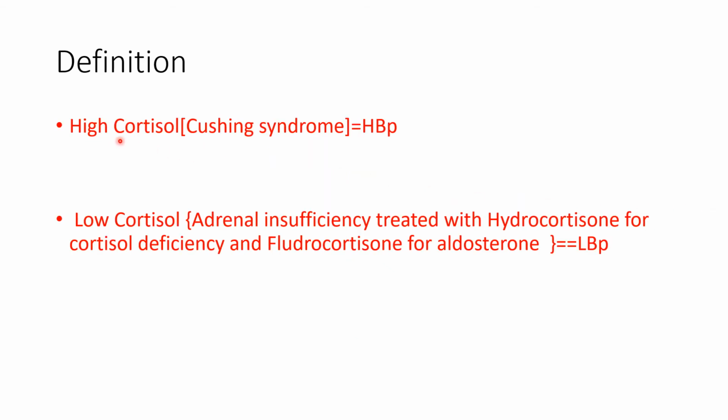Then high cortisol level will be found in Cushing syndrome, and Cushing syndrome is associated with high blood pressure. So it is not out of place to think or categorically state that high cortisol level will shoot the BP up, because low cortisol level in adrenal insufficiency will bring the BP down. So low cortisol level, low blood pressure.